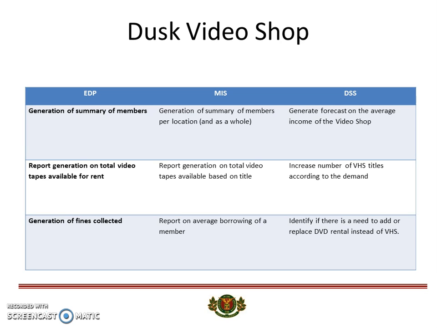For DSS, we can generate forecasts on the average income of the whole video shop or even per location, and then increase the number of VHS titles according to the demand, and identify if there's a need to add or replace with DVD rental instead of VHS.